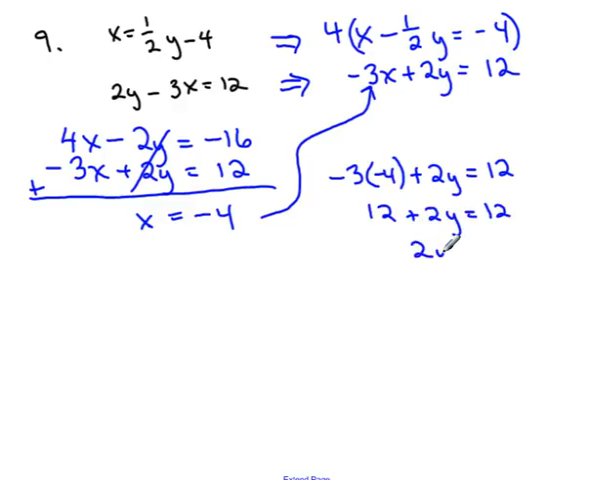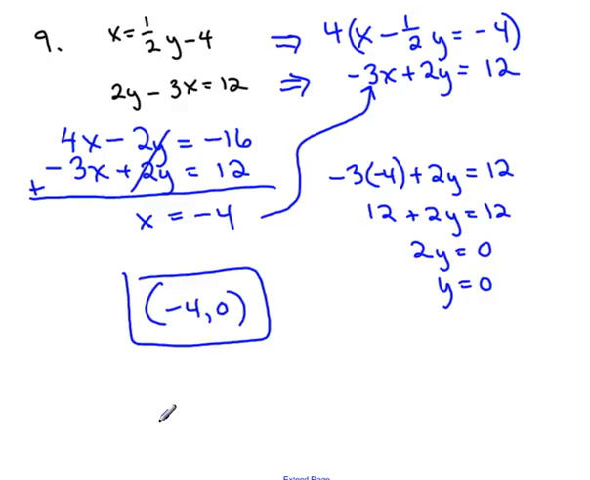Subtract 12 from both sides and you get 2y equals 0. Divide by 2 and the y value is 0. Remember that 0 is a perfectly valid answer. It's not a no solution or all real numbers, it's just 0. So write your answer as a coordinate point, the x first, -4, 0.